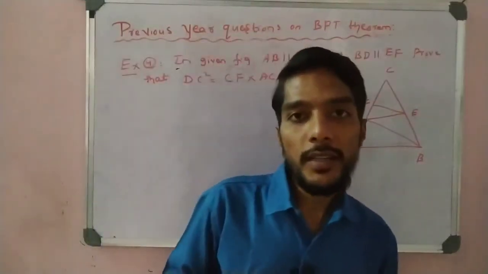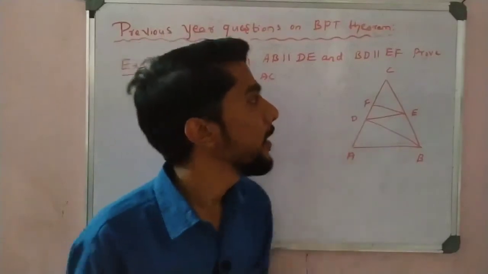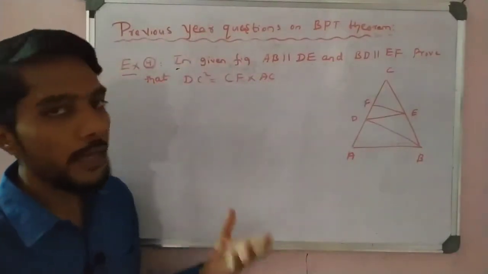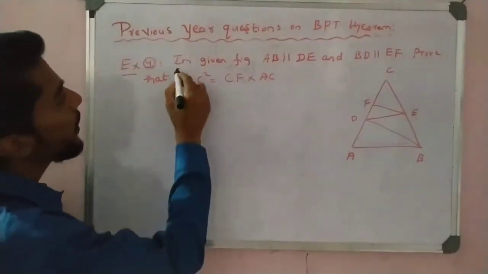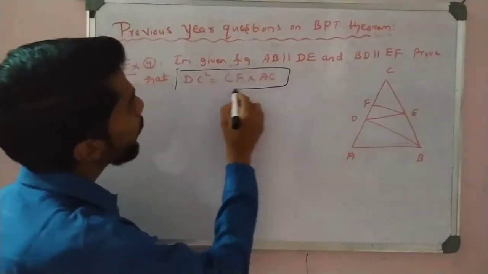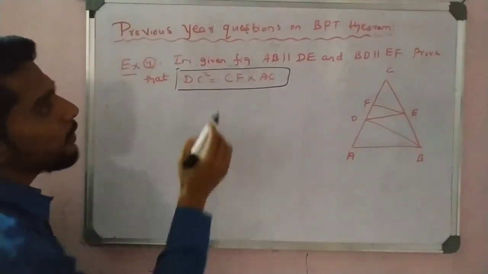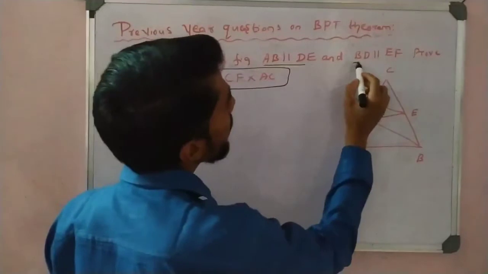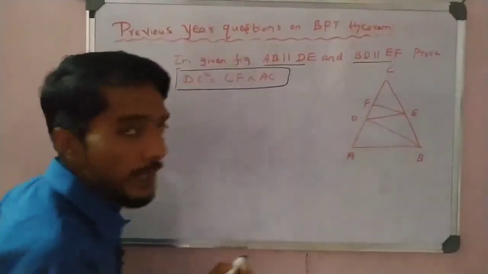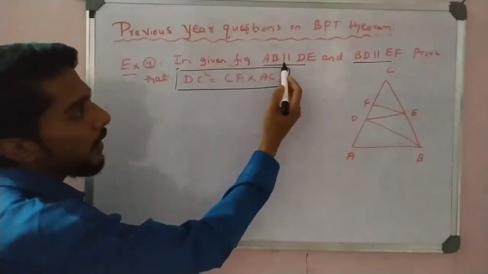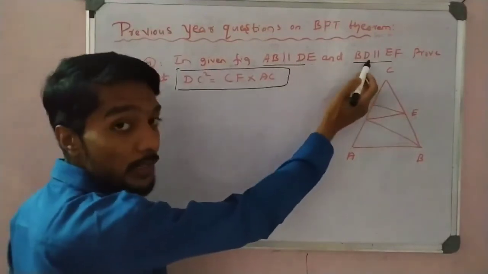Okay students, now take another very important example. Here, see, it is a different type of example. We have to prove this equation. We have these very important terms, case 1 and case 2. Use this parallel line and select the triangle, and use this parallel line and select the triangle.